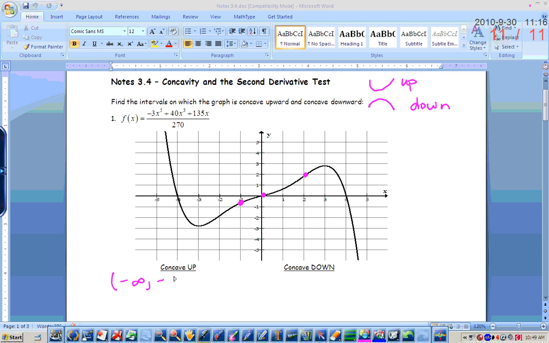Good, -1. And when I'm discussing the intervals where the graph is concave up or concave down, you're still talking about the x intervals. All right, and then it's subtle, but between -1 and 0, what do you think? Down.